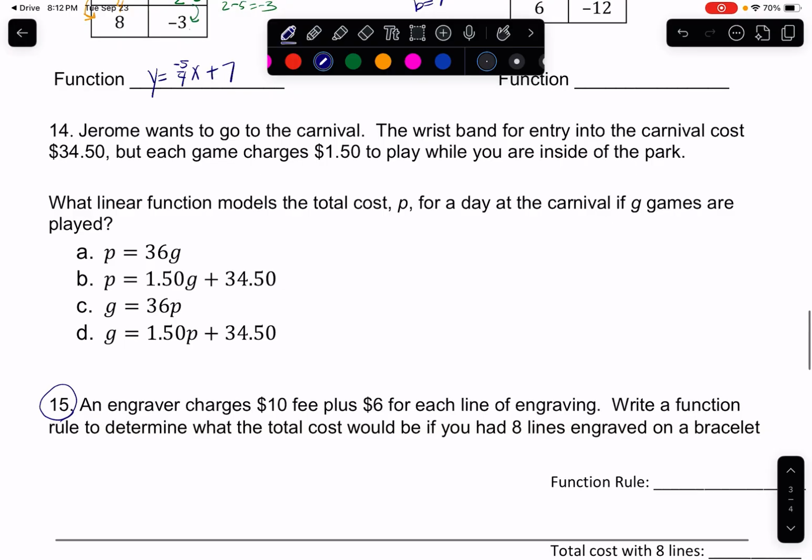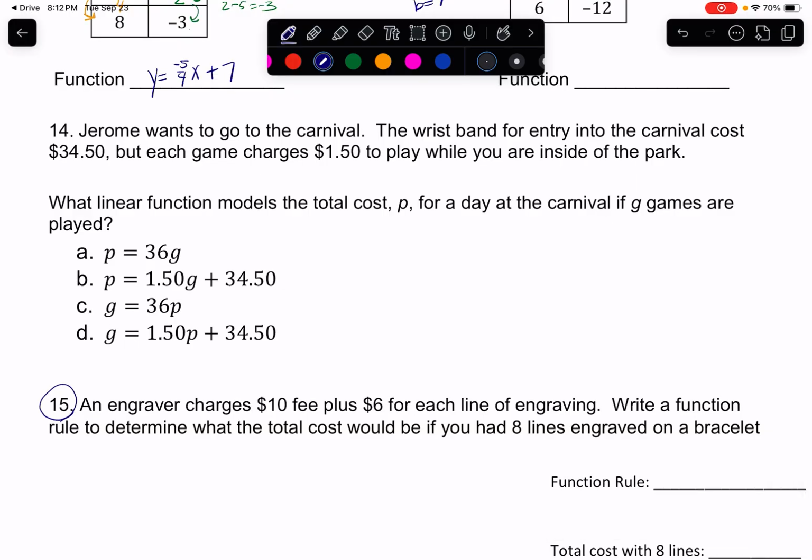Okay, so let's see. 14, Jerome wants to go to the carnival. The wristbands for entry into the carnival cost $34.50. But each game charges $1.50 to play while you're inside the park. What linear function models the total cost, P, for the day at the carnival if G games are played?